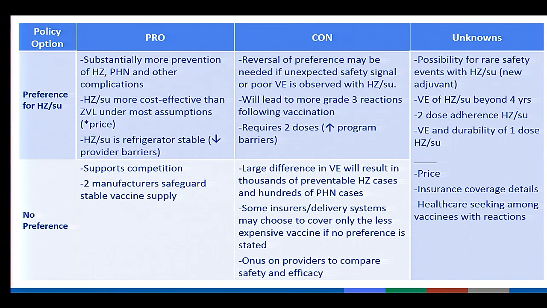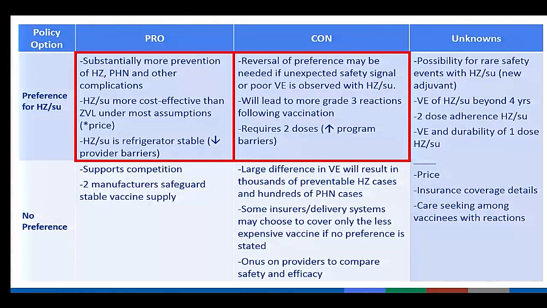To remind you, the 2 policies under consideration by the work group were a preference for herpes zoster subunit vaccine or no preference for either vaccine. I'll now go through the pros and the cons of each of these options as deliberated by the work group. Under a preference for herpes zoster subunit vaccine, the pros would be substantially more prevention of herpes zoster, post-herpetic neuralgia, and other complications. This is a particularly important issue for seniors 80 years and older who are most vulnerable and at highest risk for herpes zoster and PHN.